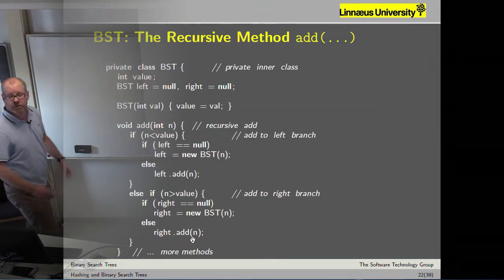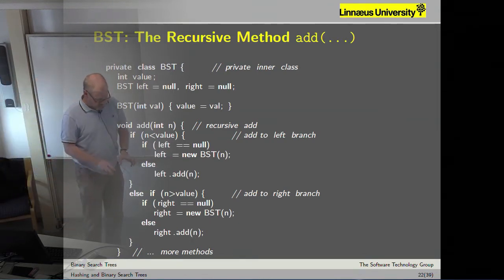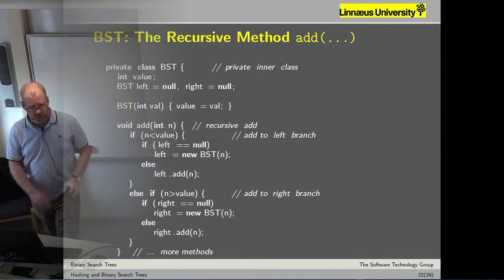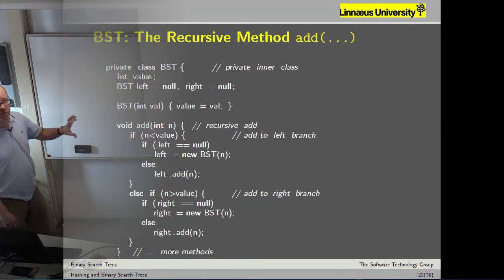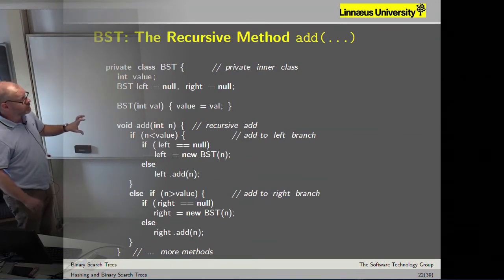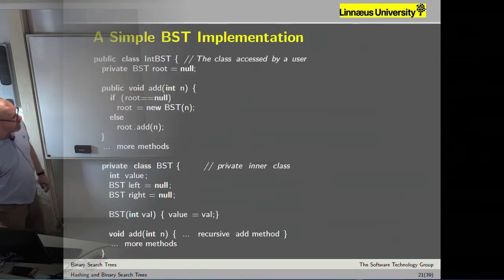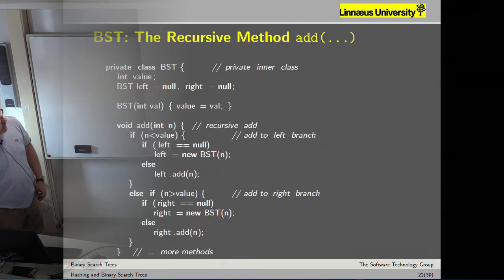You understand how it works? It's a recursion. We are simply describing the rules for what will happen in each node. And the rules are simple. If it is smaller than the value in the node, go left. If it's larger, go right. That's the basic rule. And if you can't find a node to add, then you add a new node. Otherwise, you delegate the question to the right child.